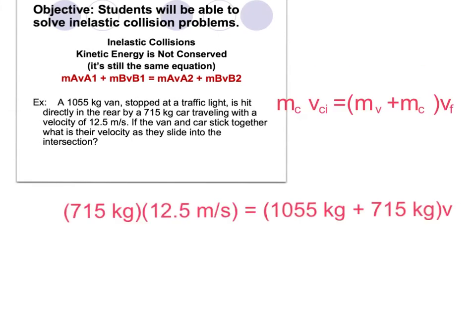Alright, so now we just plug our numbers in. Here with the mass of the car and the initial velocity of the car, and set that equal to the combined mass of the car and the van times the final velocity. And then we just solve this equation for v, and we get v is equal to 5.05 meters per second.